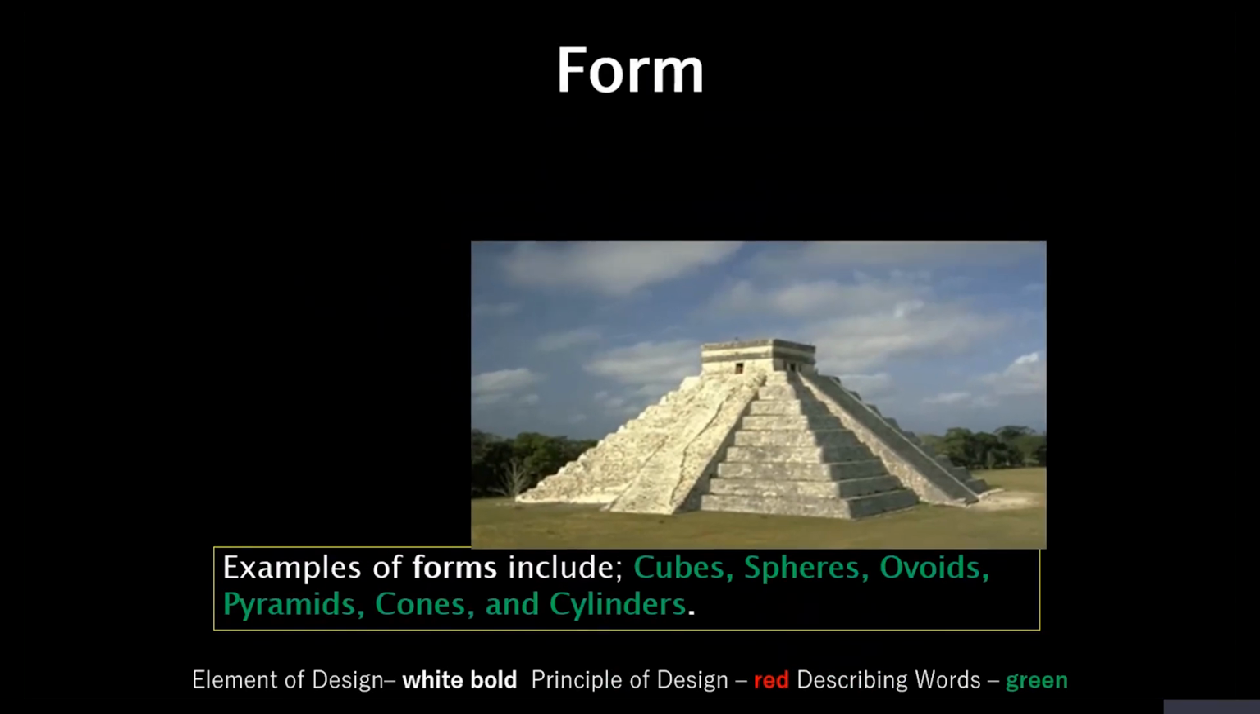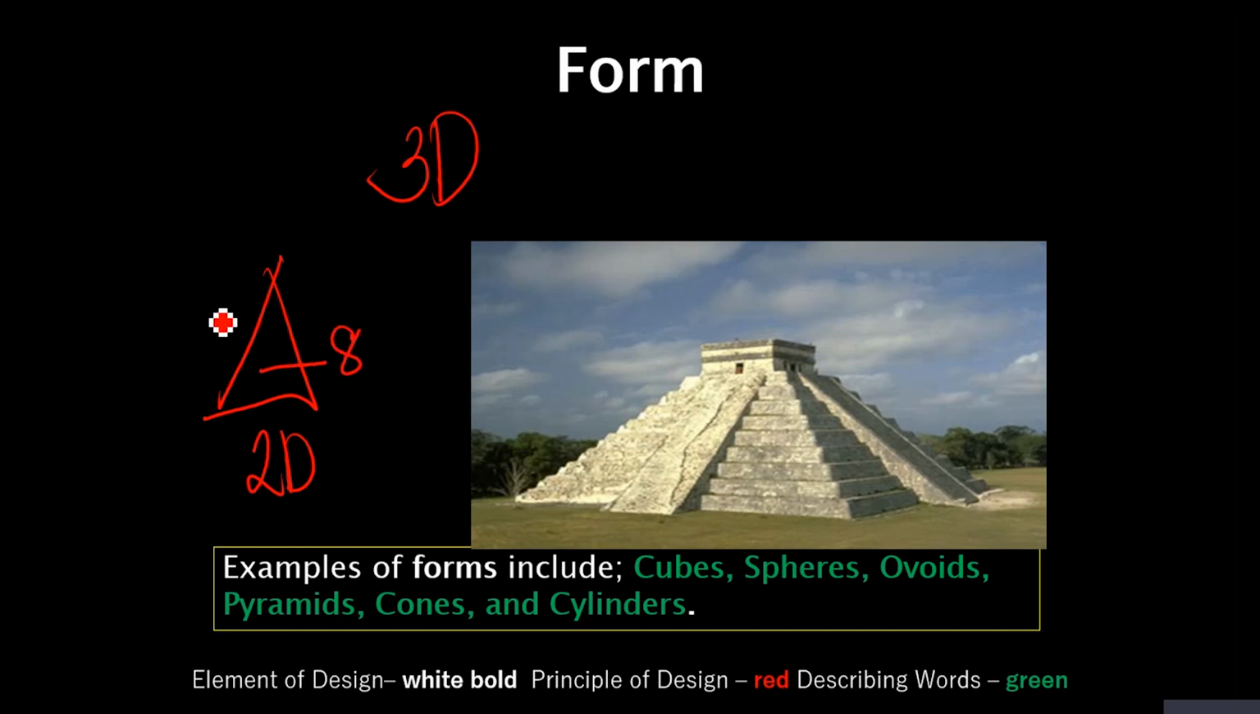Form is an element of art that is 3D or three-dimensional. When we say three-dimensional, it has height, width, and depth. It also encloses volume. For example, we have here a triangle. A triangle is two-dimensional, so for that reason, we consider the triangle as a shape.